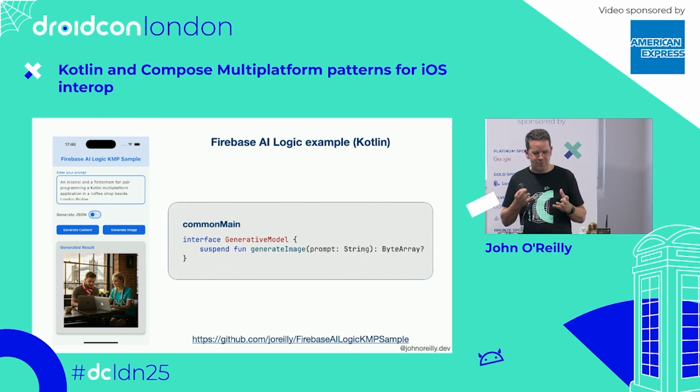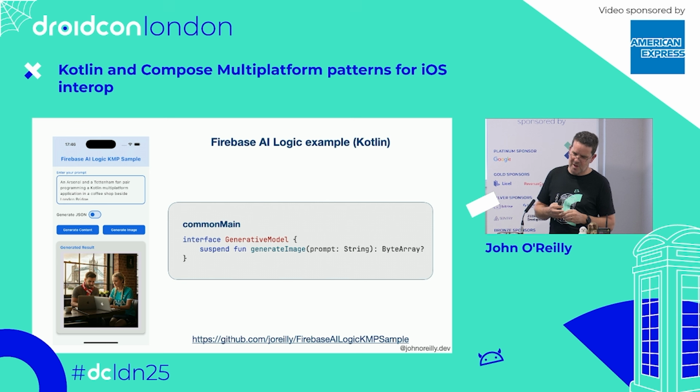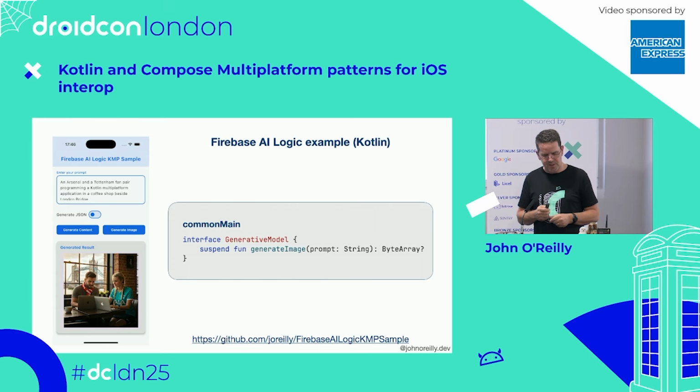Starting off with a small example from the Firebase AI logic sample I have. So this is a Compose Multiplatform project with most of the code shared between Android and iOS. The screenshot here is from the iOS app. Here we have a Kotlin interface, generative model, defined in common main in our KMP module, in this case being used to generate images using the AI logic SDK.